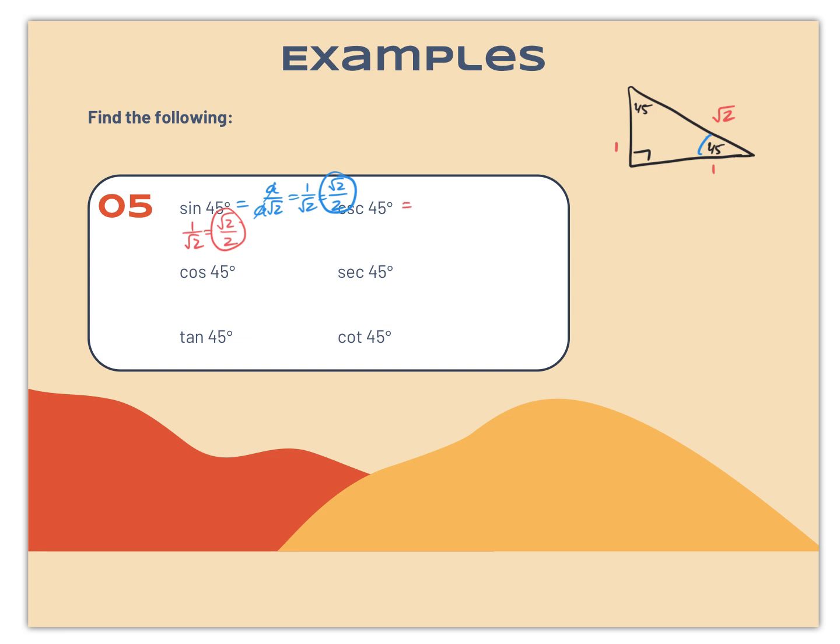So again, the cosecant is going to be the reciprocal of the sine. If the sine was 1 over radical 2, the cosecant is going to be radical 2 over 1, which equals radical 2. The cosine is going to be the adjacent over the hypotenuse, which is also 1 over radical 2. So that's going to be radical 2 over 2. And the secant is going to be radical 2 over 1. It's the reciprocal of the cosine, which equals radical 2. Okay. The tangent is going to be opposite over adjacent, so it's going to be 1 over 1, which is 1. And the cotangent is going to be the same.